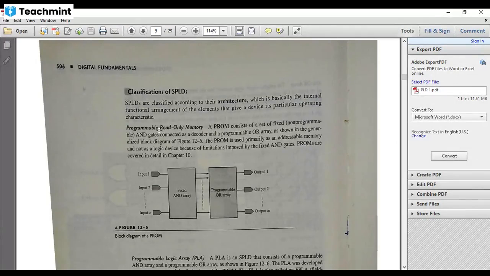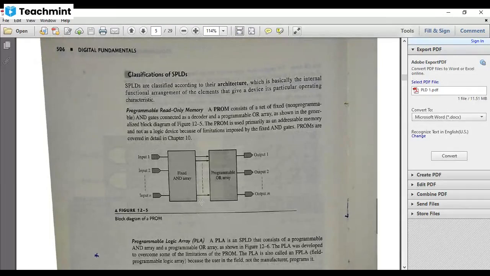Here, architecture means the internal functional arrangement of the elements. From this, the first SPLD device is the programmable read-only memory. If you take the block diagram for the programmable read-only memory, here it is a fixed AND array, while there is a programmable OR array, and inputs are given here.